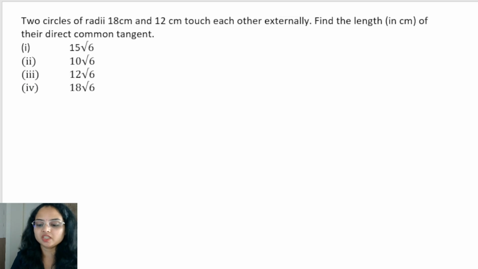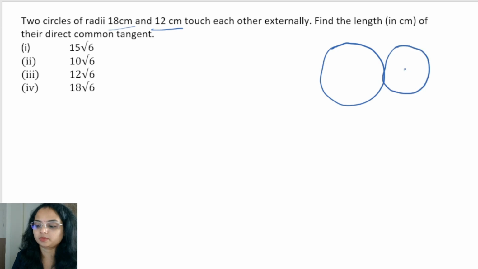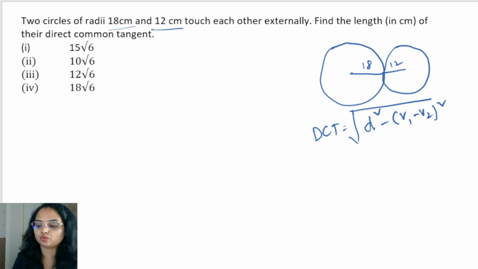Next one, two circles of radius 18 centimeters and 12 centimeters touch each other externally. This is 18 centimeters and this is 12 centimeters radius. These two circles touch each other. Find the length of the direct common tangent. What is the formula of direct common tangent? It is root of d square minus of r1 minus r2 whole square. Here d is the distance between the two centers, r1 is the radius of the first circle, r2 is the radius of the second circle.